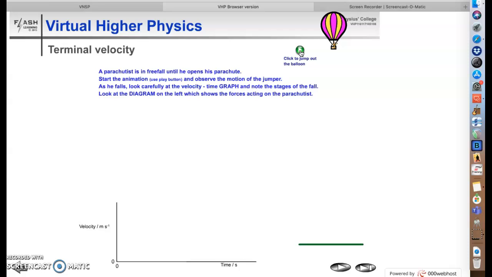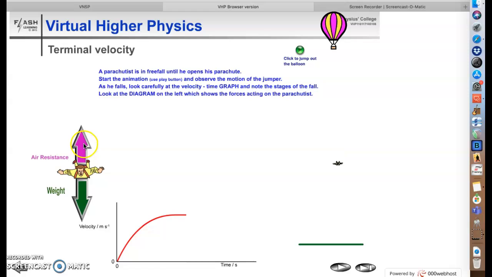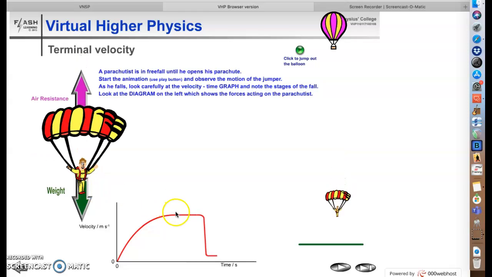But we know that that's going to make them go faster. And we know that air resistance, in common with frictional forces, increases as you go faster. So if you watch the force arrows here, you see the weight is fixed, but the air resistance is increasing. And eventually it balances the weight. And during that point, then you get constant velocity.